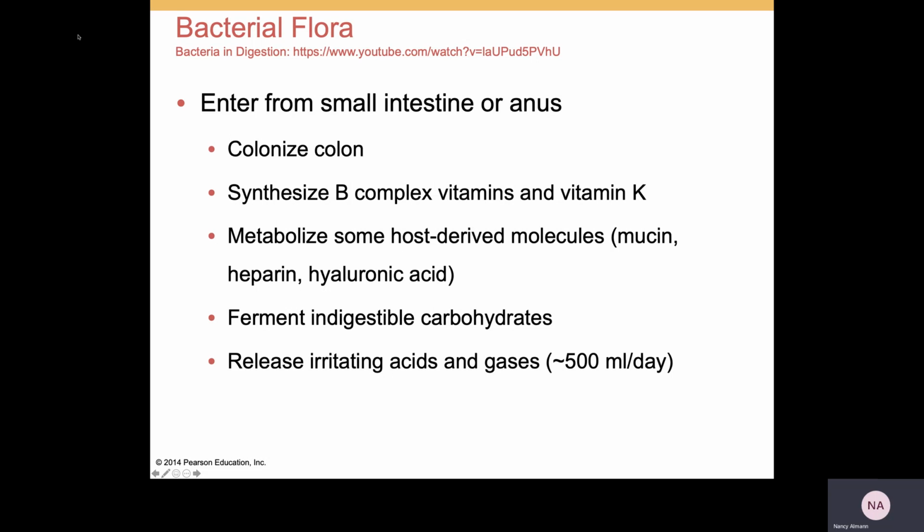They will metabolize some host-derived molecules: mucin, heparin, hyaluronic acid for joints. They ferment carbohydrates, which you have not been able to digest, and hence, that's the reason you become gassy. And they're going to release those irritating acids and gases, about 500 milliliters per day, and generally you're not even aware of it.